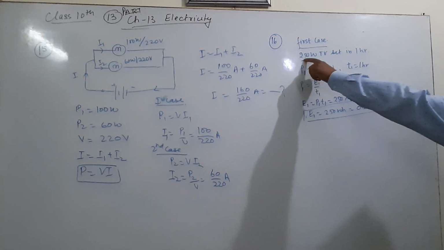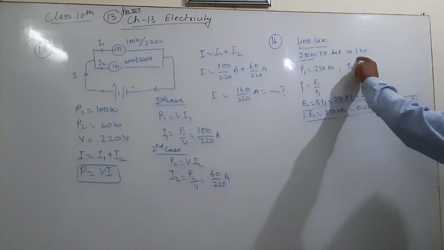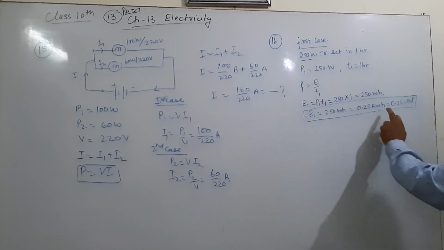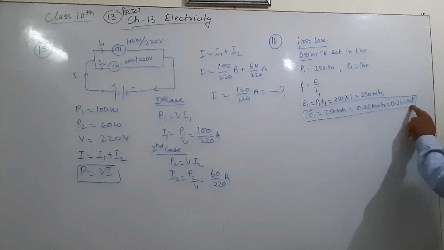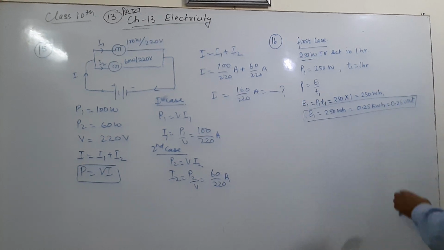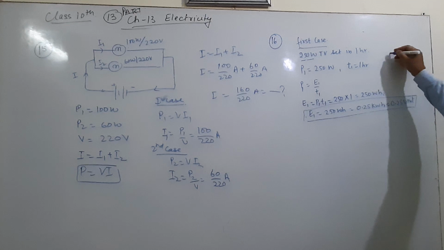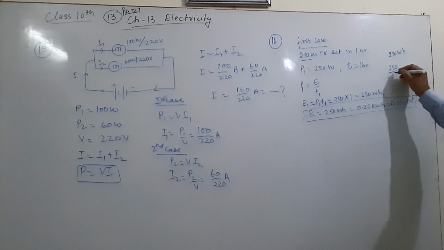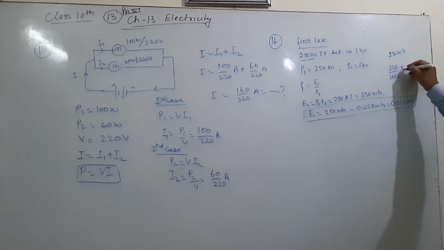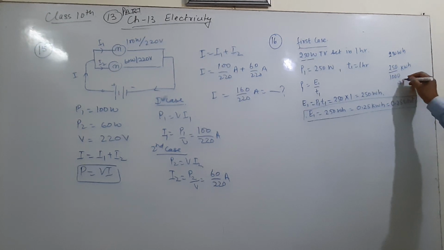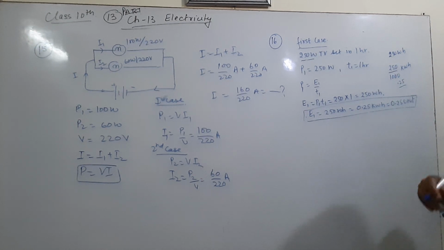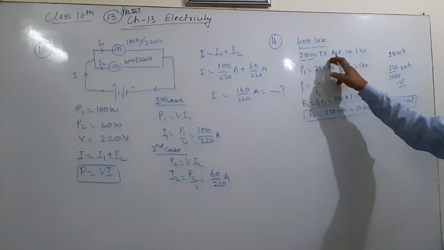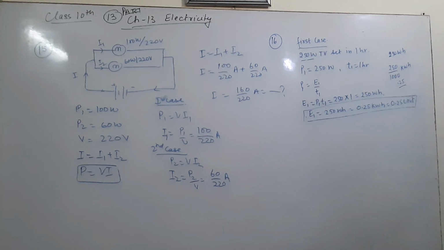If the 250 watt TV is operated for 1 hour, then the energy consumed by the TV in 1 hour is 0.25 unit, and this unit is equal to kilowatt hour. How will this be answered? 250 watt hour, we have to change into kilowatt hour, divided by 1000 kWh. This is 0.25. It is our answer. It means the energy consumed by the 250 watt TV in 1 hour is this one, 0.25.